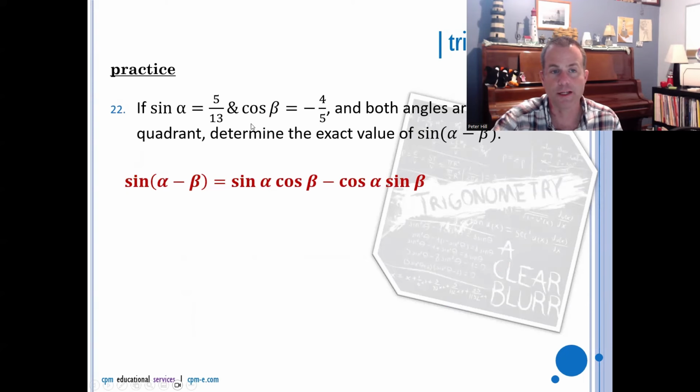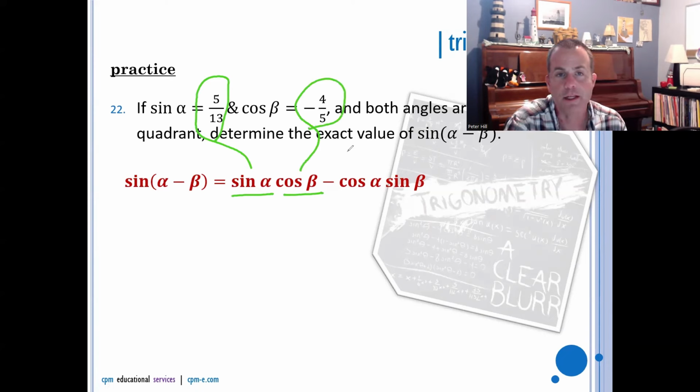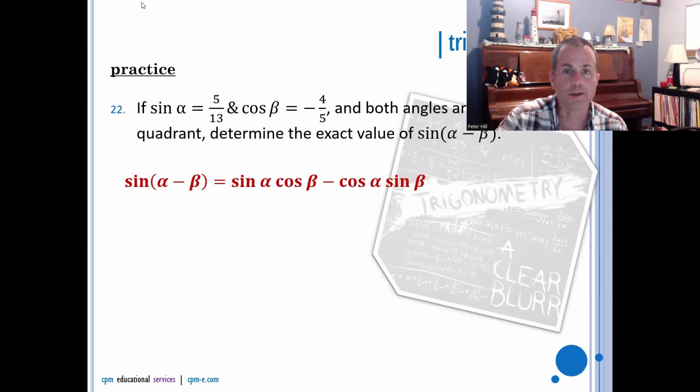Okay, so there I go. Do I know the sine of alpha? Yes, I do. It's 5 over 13. So I'm going to replace this guy here with 5 over 13. I know the cos of beta. I'm going to replace that with negative 4 over 5. But here's the problem. I don't know cos of alpha or sine of beta. So to do that, I'm going to have to do a little bit of discovery, a little bit of detective work here. I know that both angles are in the same quadrant.